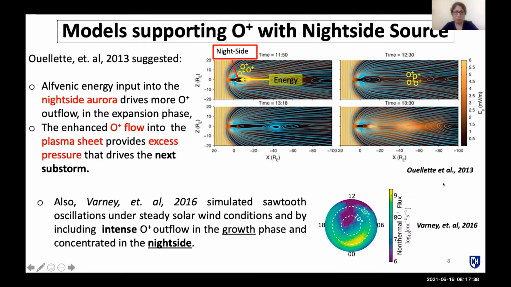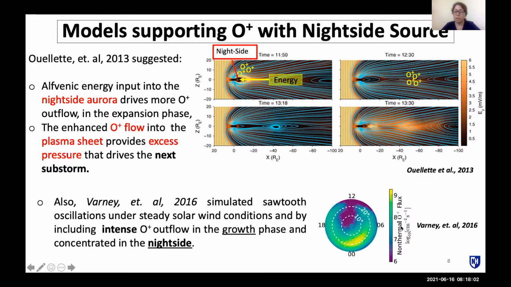Ouellette showed and suggested that Alfvénic energy in the expansion phase enters into the night side region of aurora and drives more oxygen outflow. Then this oxygen outflow reaches the plasma sheet and accumulates here. The pressure increases, and we will have the next substorms.